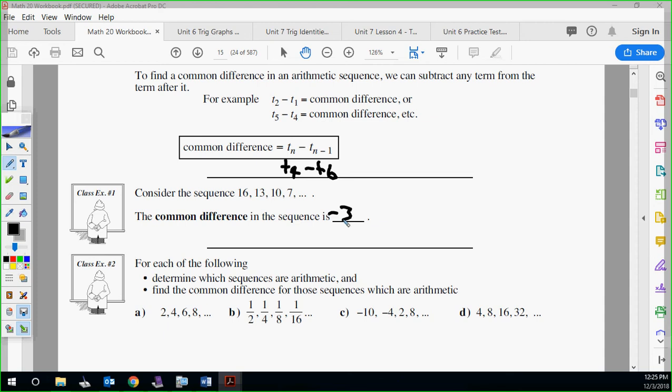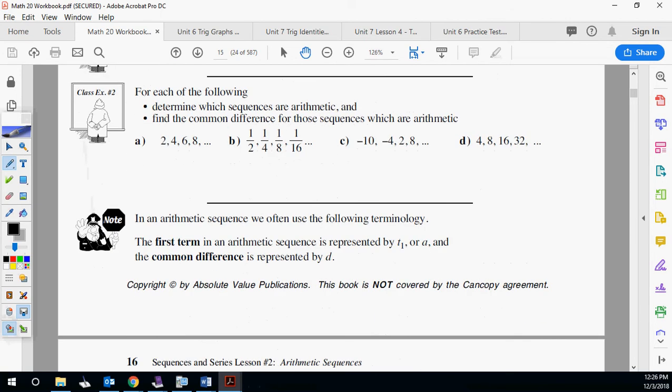Okay, so for each of the following, determine which sequences are arithmetic and find their common difference. To figure out if they're arithmetic or not, they have to have a constant change for every spot. So if it goes plus 2, plus 4, plus 6, that's not arithmetic, because it's changing the value each time. You see what I'm saying? Even though it's a pattern of even numbers, that's not consistent. So let's go ahead and look here. Here's how you can check really quickly.